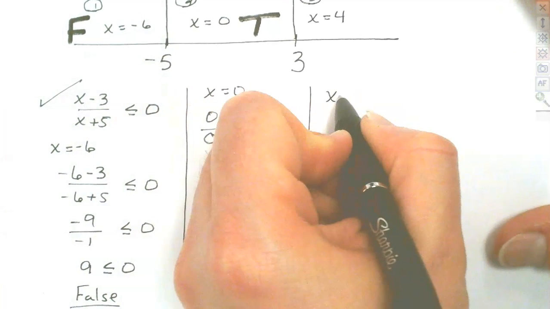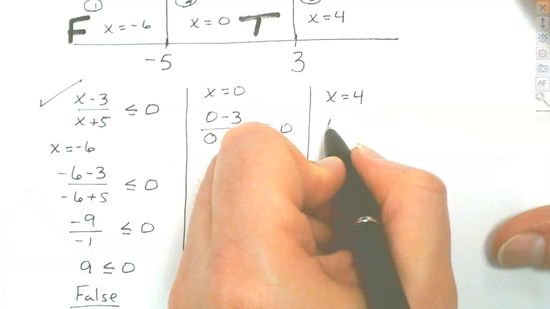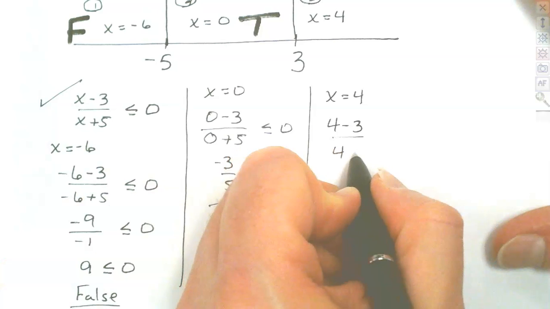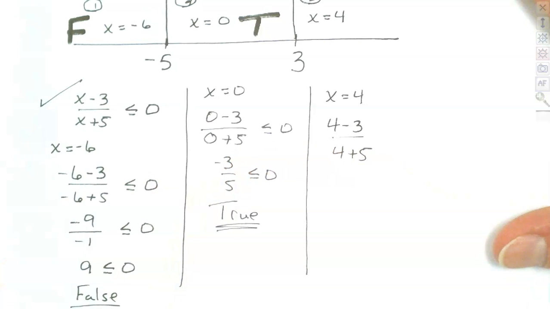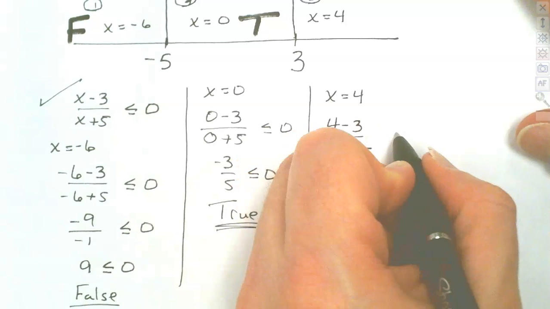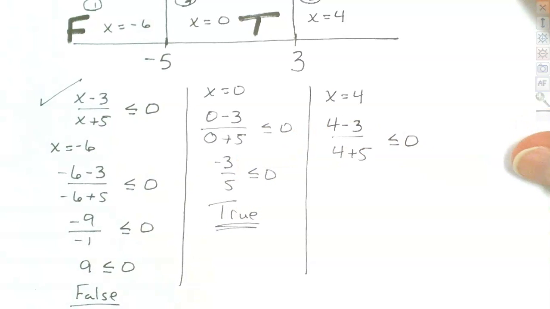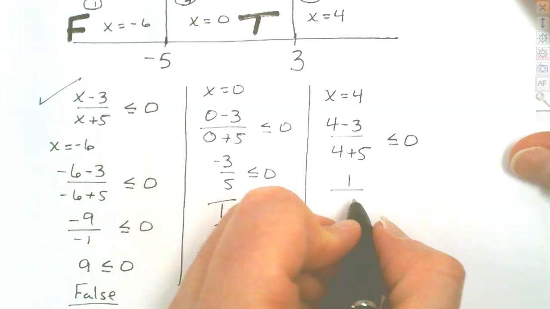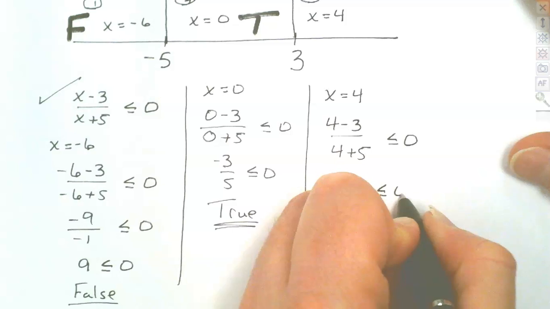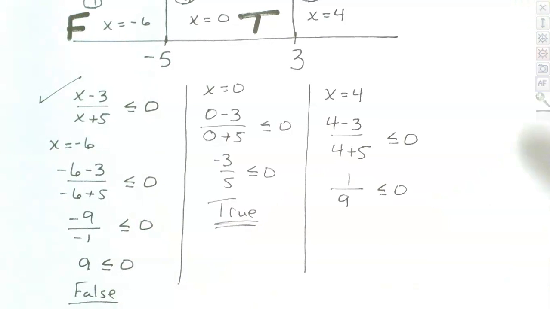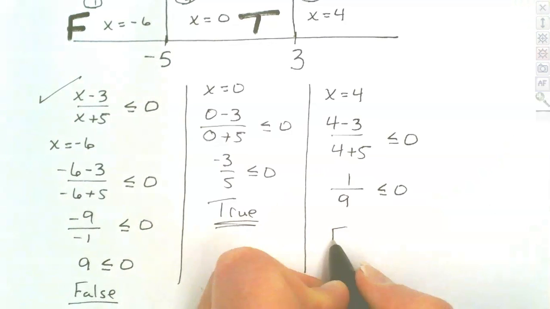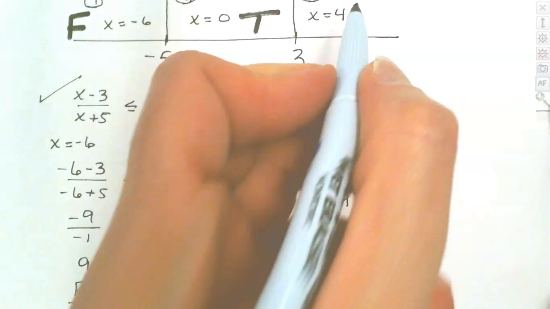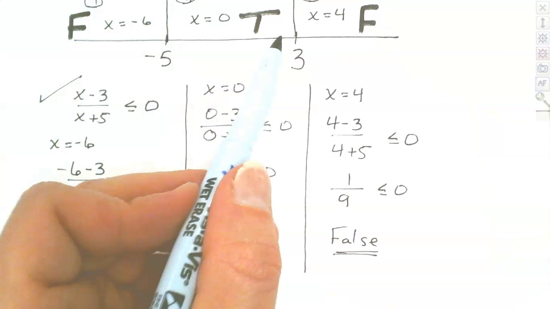We're going to check x equals 4. So that's 4 minus 3 over 4 plus 5. And that needs to be less than or equal to 0. So 4 minus 3 is a 1. 1 plus 5 is a 9. And is 1/9 smaller than 0? That is now false as well. Where do we shade? We shade in the middle.